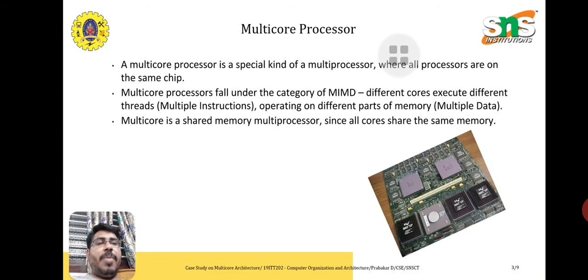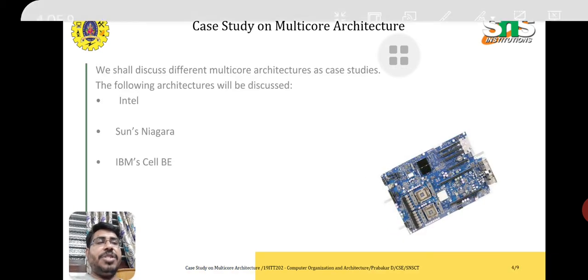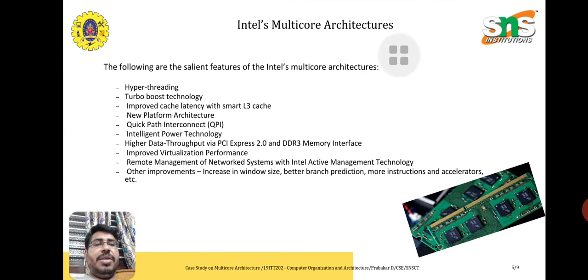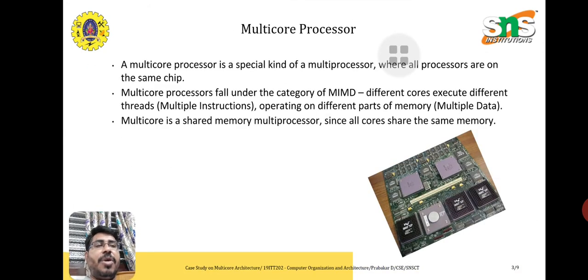A multi-core processor is a special kind of processor where all the processors are on the same chip, which means a number of processors on the same motherboard. Here there are many inputs and many outputs, so we can handle a large amount of data.